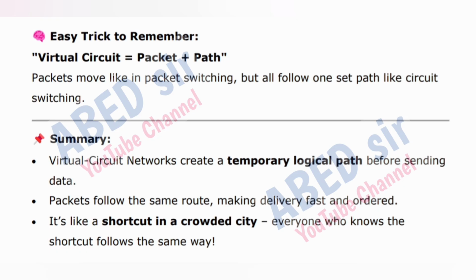Summary. Virtual circuit networks create a temporary logical path before sending data. Packets follow the same route, making delivery fast and ordered. It's like a shortcut in a crowded city. Everyone who knows the shortcut follows the same way.